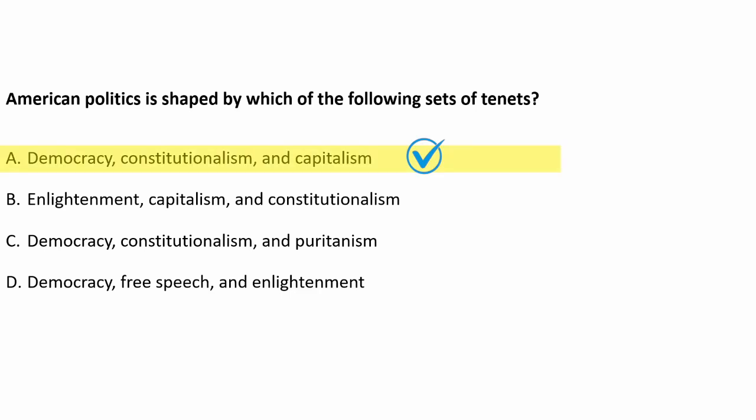American politics is shaped by democracy, and that's the ideology that the government should be an extension of the people's will. It also is shaped by constitutionalism. That's the notion that a government's power should be checked by a set of rules. And capitalism, that's the economic ideology that the economy should be open and driven by private companies. The Enlightenment was an intellectual movement of the 17th and 18th centuries, and that was important for molding these ideas, but it was not a central tenet of the American political model.